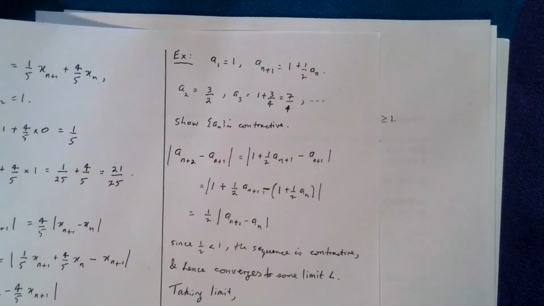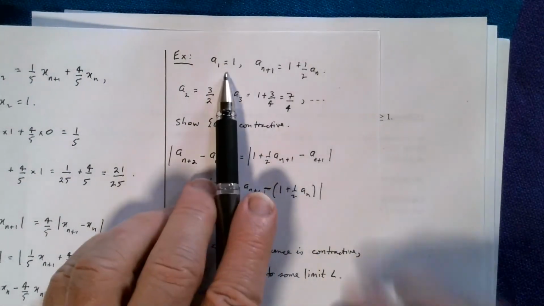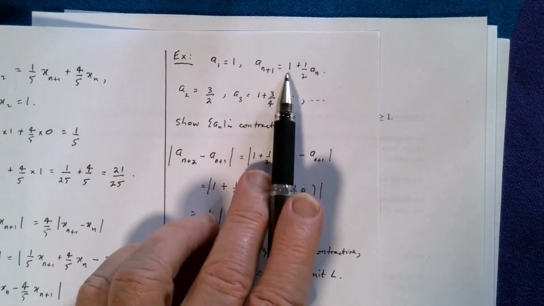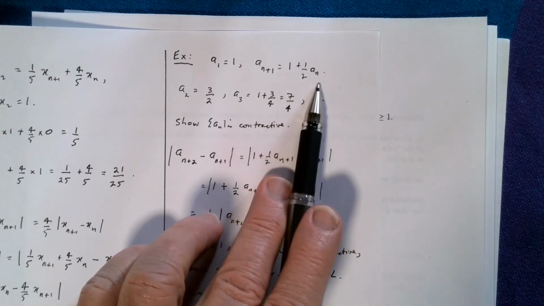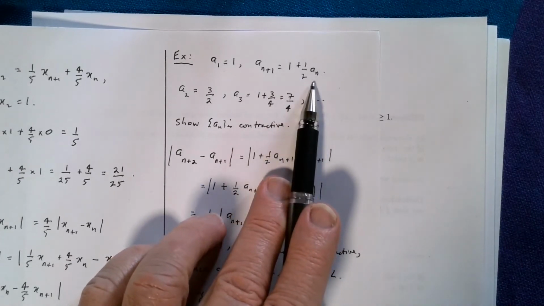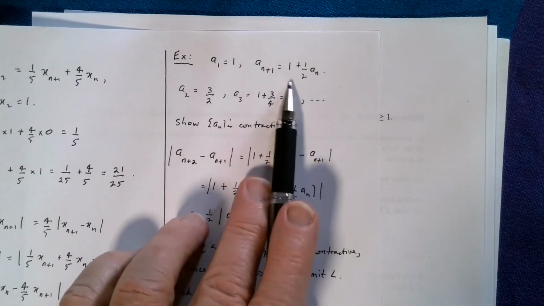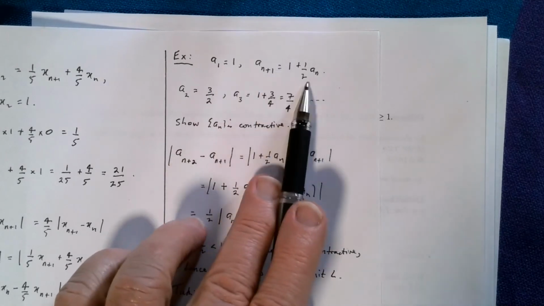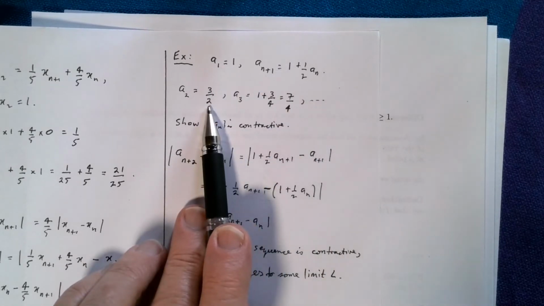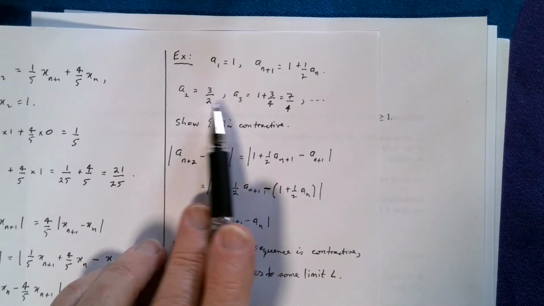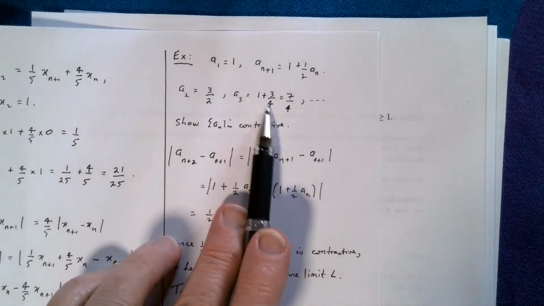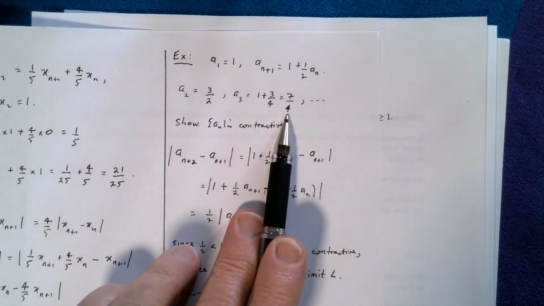And so here is the question again. First term is 1. Every term is 1 plus a half the term before it. So just to see what the first few terms look like, if we put 1 in here, we get 1 plus a half is 3 halves. And then we get 1 plus a half of this, that's 1 plus 3/4 is 7/4.